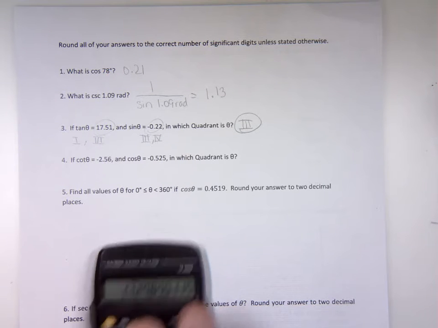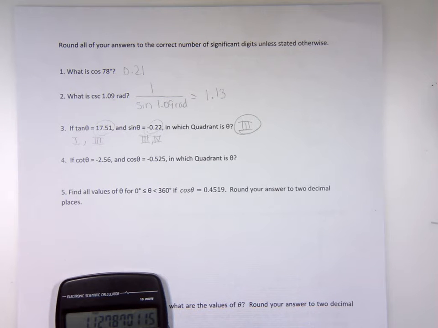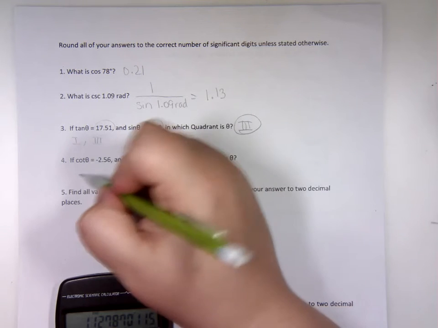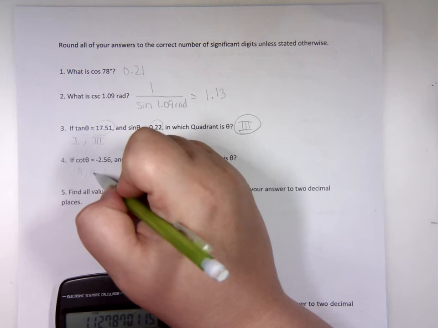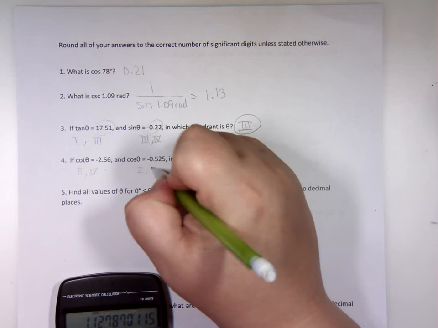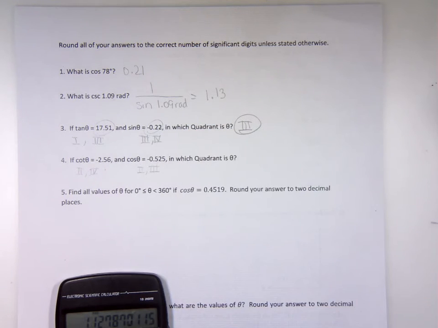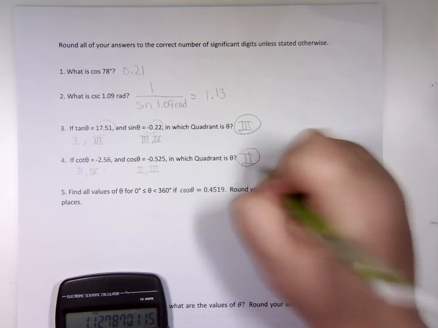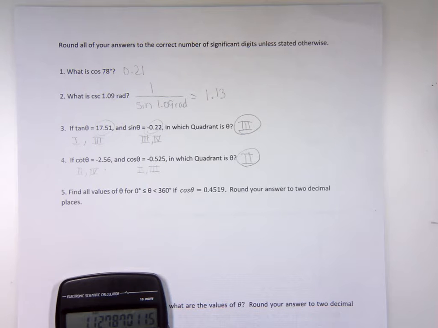Next question is the same thing. So cotangent is the reciprocal of tangent. So wherever tangent is positive, cotan is positive. Wherever tan is negative, cotan is negative. So cotan is negative the same places where tan is negative. That would be quadrants 2 and 4. And cosine is negative in quadrants 2 and 3. So if both of these things are true, then our angle must be in quadrant 2, because that's the only one that appears in both options.